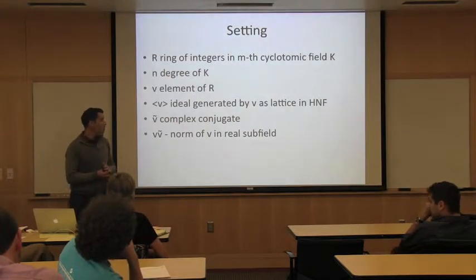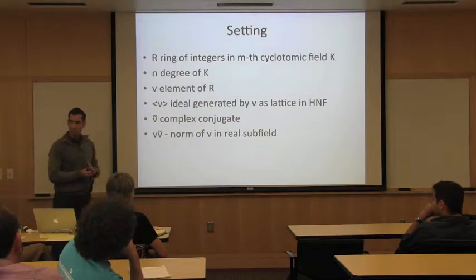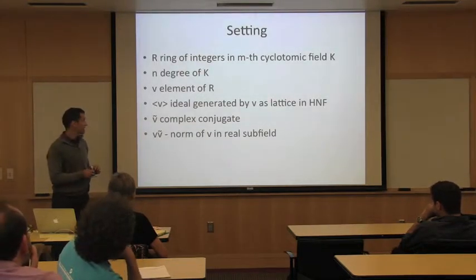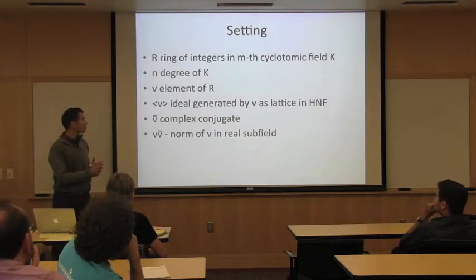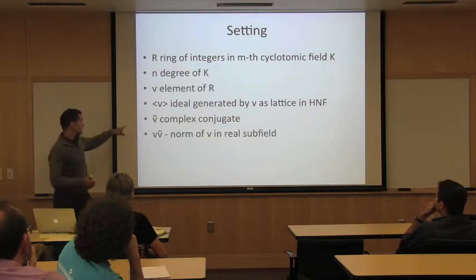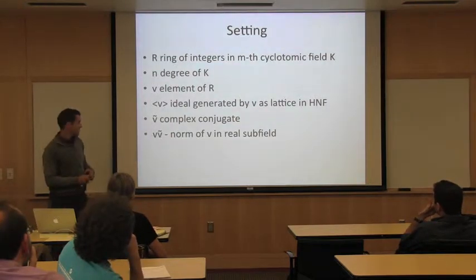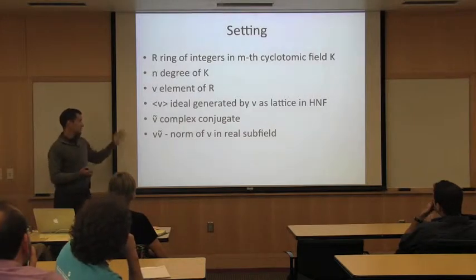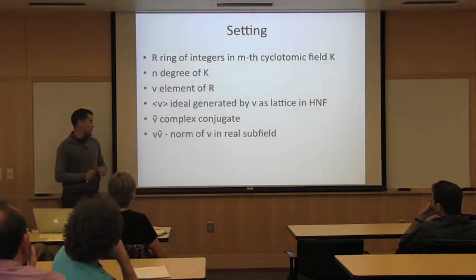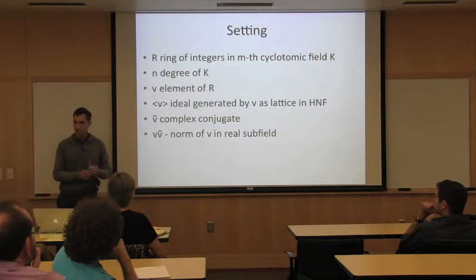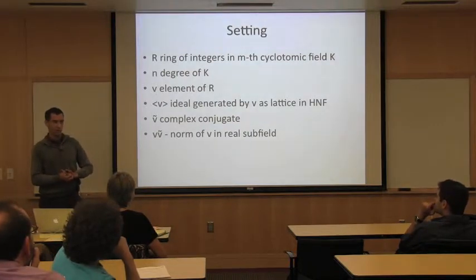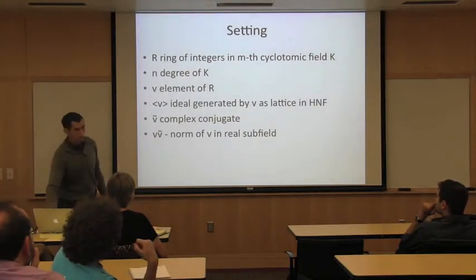And you can write it in coordinates using the coordinate embedding 1, x, x squared, etc. Or you can write it in Hermite normal form. We also use the complex conjugate of v. And the product of the element and its complex conjugate is the norm in the real subfield. Okay, so this is a little bit more algebraic formulation.